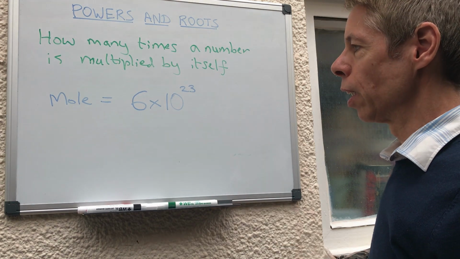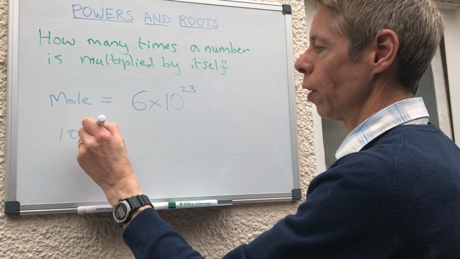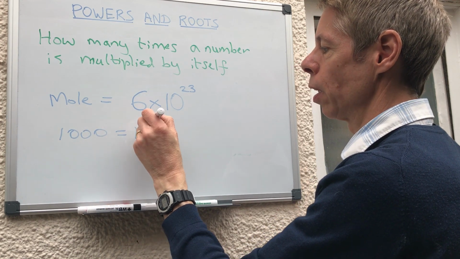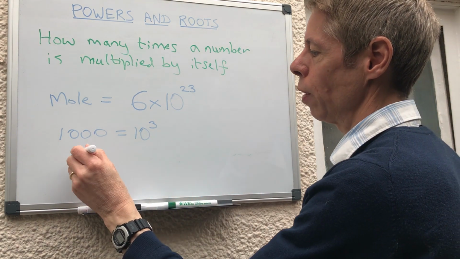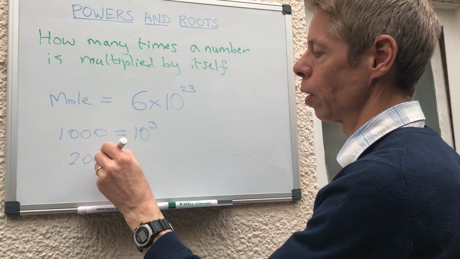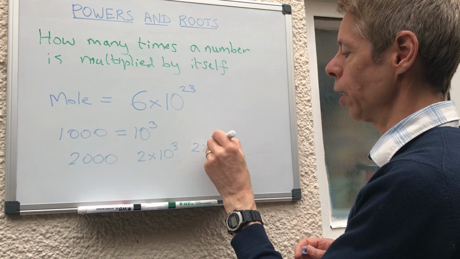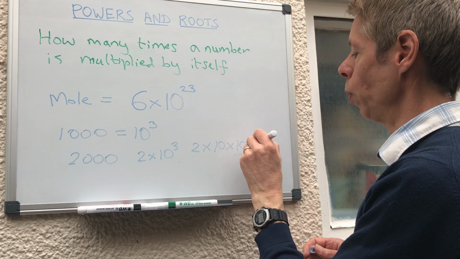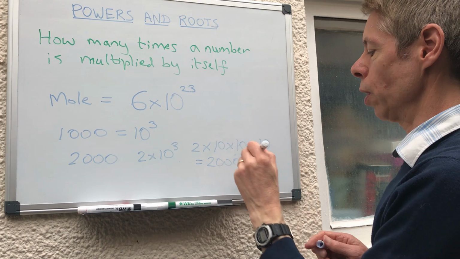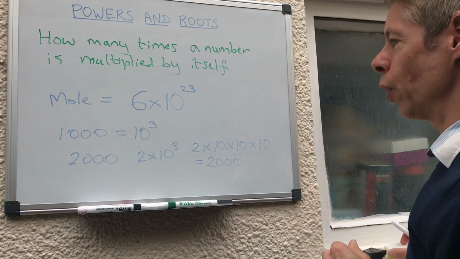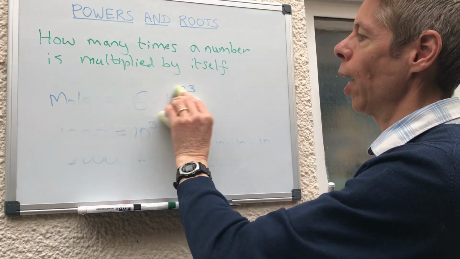So for example, 1,000 could be written 10 to the power 3. 2,000 could be written 2 times 10 to the power 3, because it's 2 multiplied by 10, multiplied by 10, multiplied by 10, which equals 2,000. Right, I'm not going to do any more. We're going a bit beyond the scope of what we need to know for primary school. So let's get rid of that.